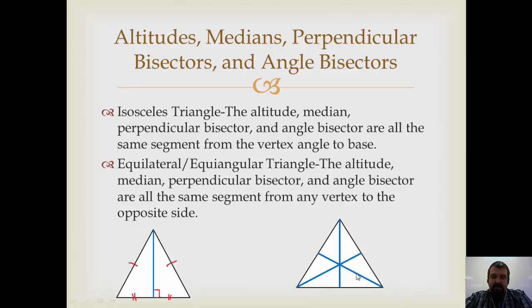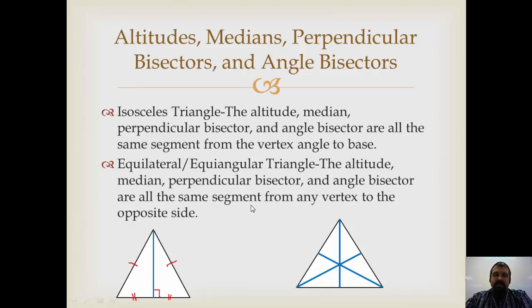This one here that's also blue is the other example of all four. It's the altitude, median, perpendicular bisector, angle bisector over here. So in an equilateral triangle, they match up perfectly. Every single center will be located right there. All four overlap only in an equilateral triangle. All the centers will be located along this line in an isosceles.